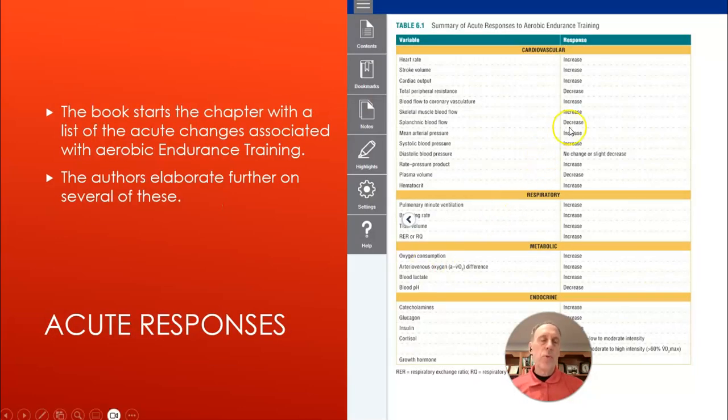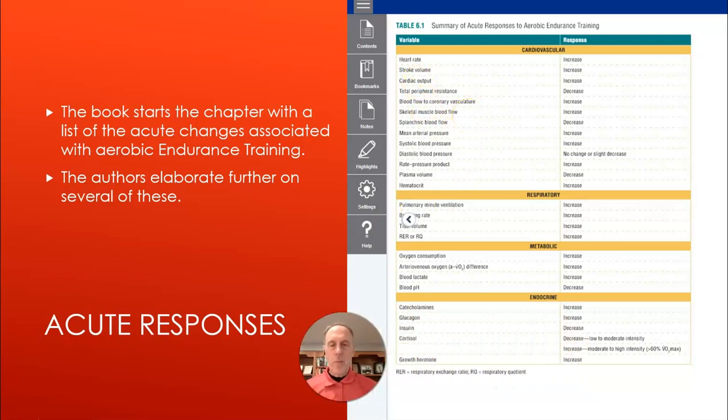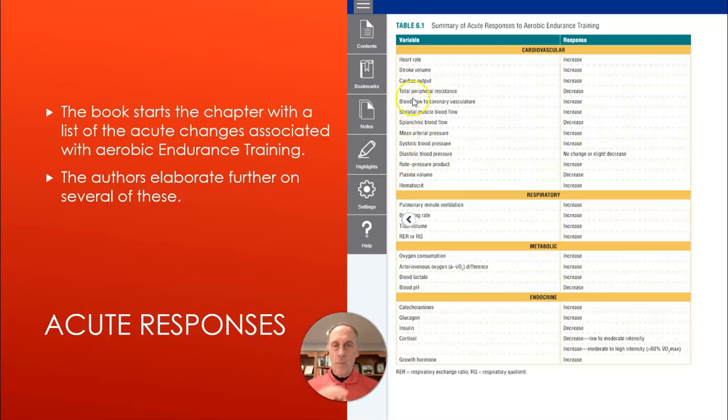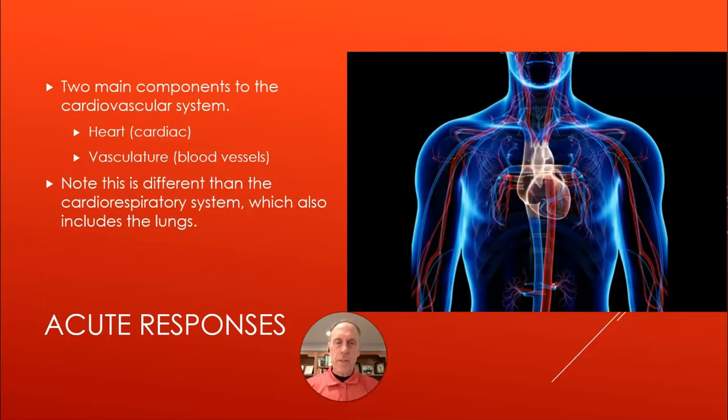Now, the book does a pretty good job here of putting together a table for your reference in terms of heart rate, stroke volume, cardiac output. But what I want to point out is, much like we're talking about in the next couple presentations, they break it out into cardiovascular, respiratory, metabolic, and endocrine, which makes life a lot easier. You can follow along in Table 6.1 in the book if you so choose while I'm doing these presentations, or just follow along and go back to 6.1 at your leisure. So let's go ahead and jump into these.